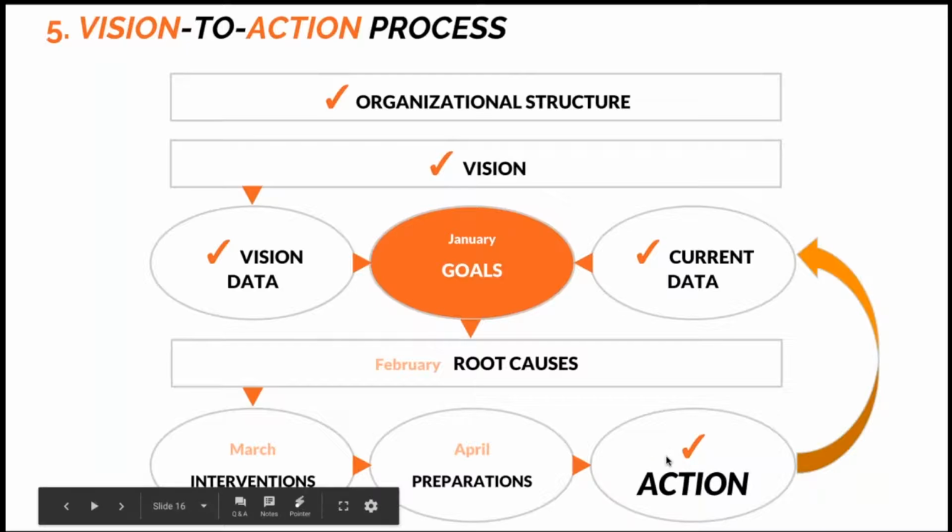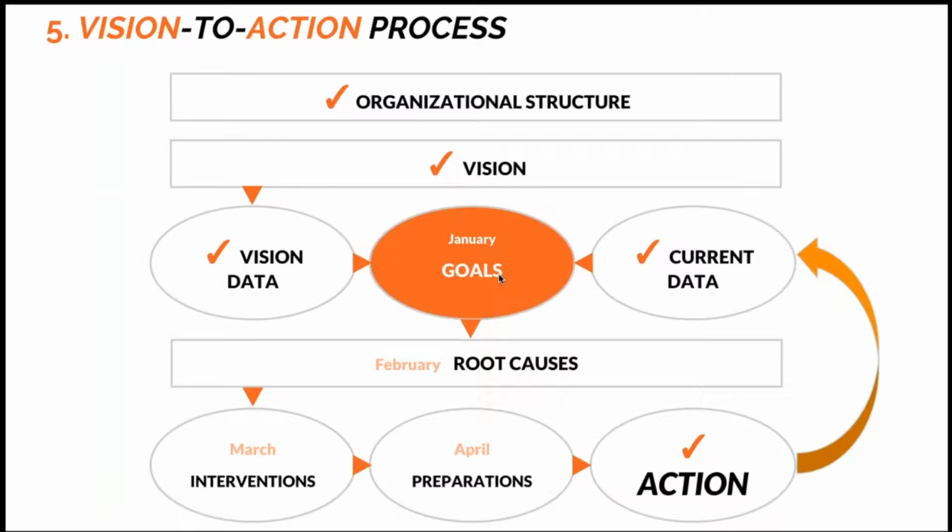And we always talk about how this is a continuous improvement process. So after action, we go right back to look at data. And the goals are really sandwiched between what's our vision and what's our current data. What goals do we need to set so that we can get our current data to our vision data? So this is where things get concrete here in January. Next month, we're going to be looking at root causes. In March, we select interventions. And in April, we plan those interventions out so that they're ready to implement in the new year.